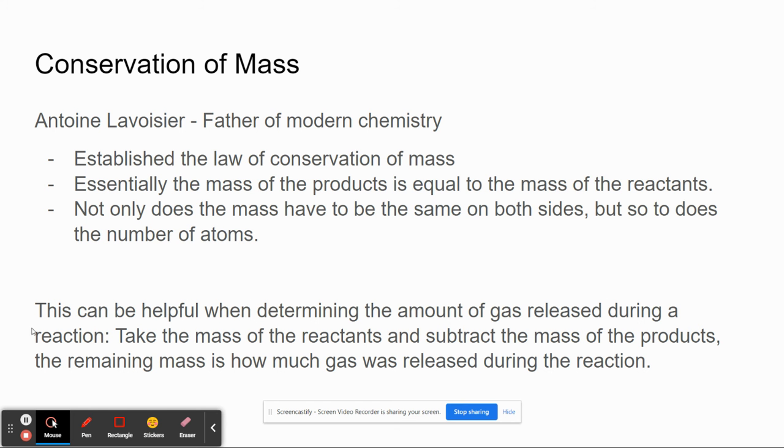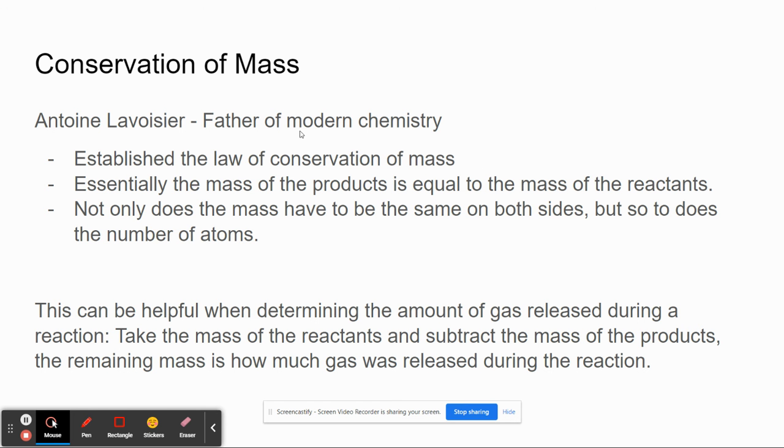Well, if you know what the mass of the reactants were, you can get the mass of the products and then just subtract the two, and that remaining balance will be how much gas was released during a reaction. So you can understand how much is released because this is not magic. We're not making things magically appear or disappear. Basically that's what Lavoisier said.